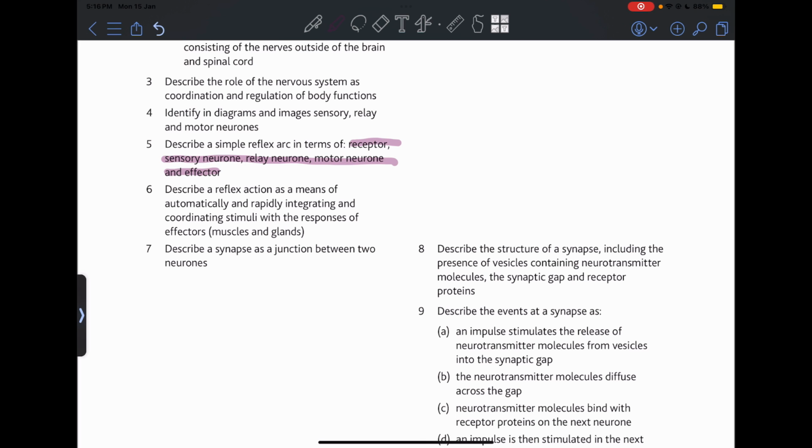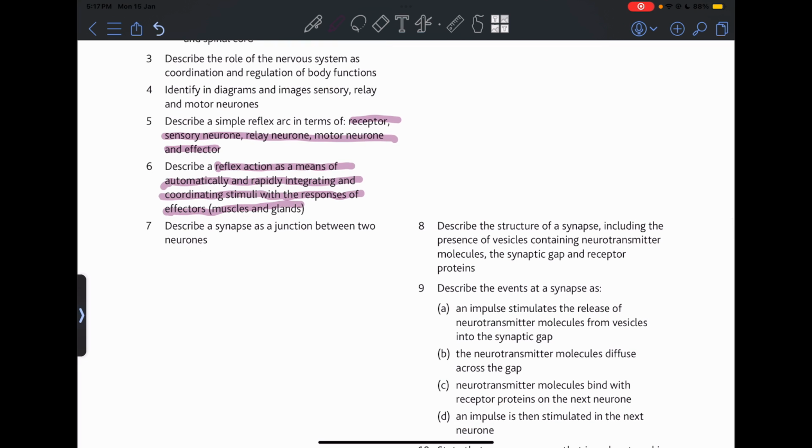Describe a reflex action, which is a definition, by the way, as means of automatically and rapidly integrating and coordinating stimuli with the responses of effectors, muscles, and glands. So a reflex action actually happens automatically, and this is by the help of coordination of stimuli and the response of effectors, which are the muscles and glands. Effectors are like the structures that will help do the action.